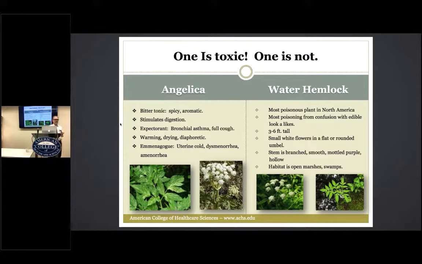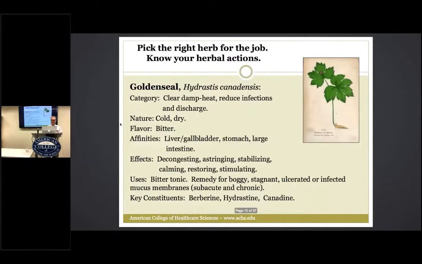So you need to learn those things if you're going to go out into areas where there are plants that look alike and one's deadly and one's not. And if you don't know what you're doing, you may only get one chance to make a proper identification. I can't emphasize that enough. Another important thing, I think this is really important, not necessarily for safety, but for picking the right herb.